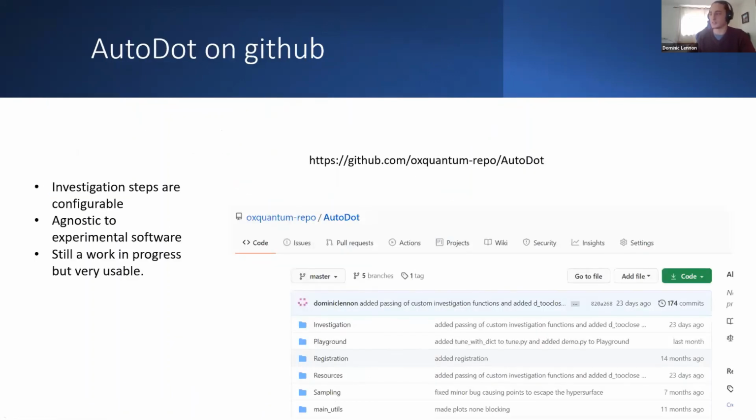The code is available on GitHub, called Autodot, on our group GitHub, and it's agnostic to experimental software. So if you've got QCoDeS or anything like that, you can try employing it on your devices. It's still a work in progress, but it's in a usable state, and the investigation steps are configurable, so you don't have to stick to the ones that we did.